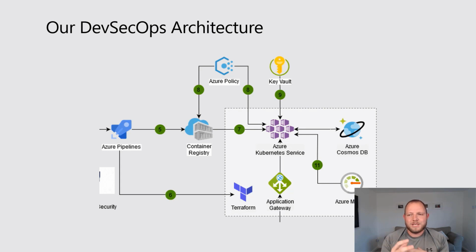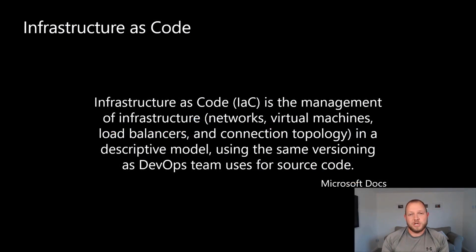So there's a bunch of things going on here. One thing that I really want to highlight as a key component of DevSecOps is infrastructure as code. Now, infrastructure as code by definition from the docs.microsoft.com site is the management of infrastructure, networks, virtual machines, load balancers, and connection topology in a descriptive model using the same versioning as DevOps teams use for their source code. And I think that's really prominent.